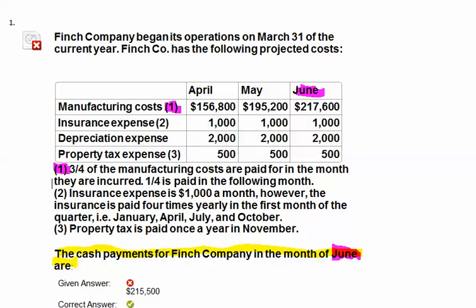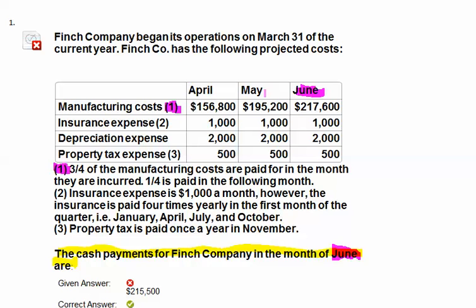3/4 of the manufacturing costs are paid for in the month they are incurred, and 1/4 is paid in the following month. So what they're telling me is that of the June manufacturing costs, that $217,600 right here, only 3/4 will be paid in this month. 1/4 of May will be paid in this month. So we can see we're going to have a calculation to do there.